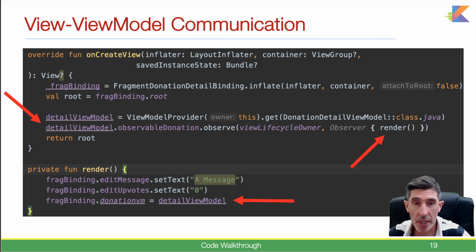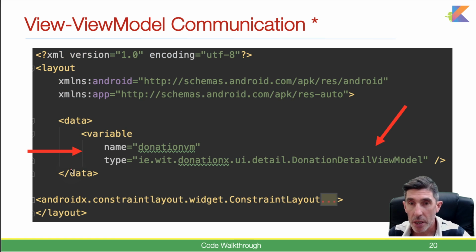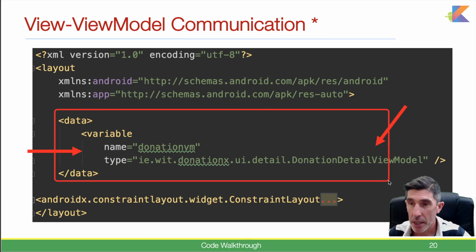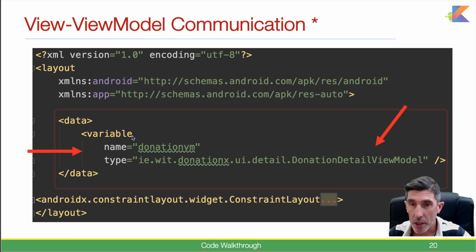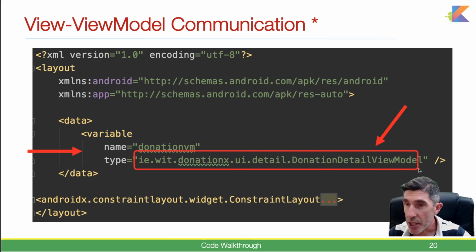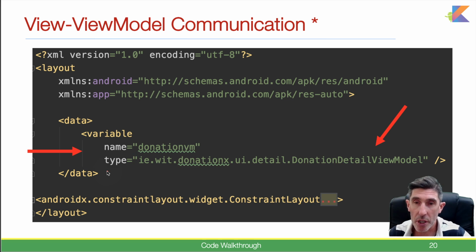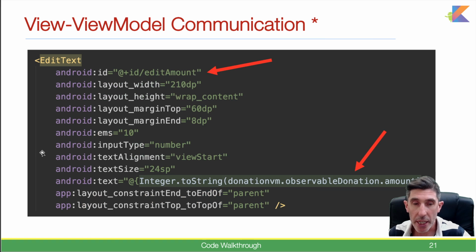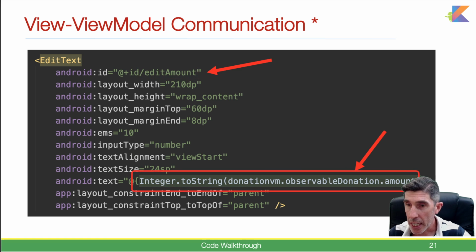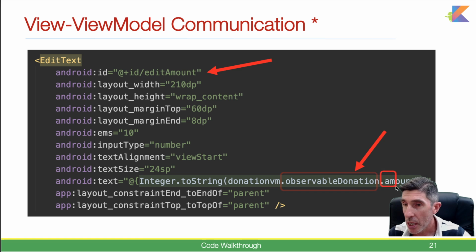So very similar to the previous example. If we have a look at our layout here, we are referring to it again, the data tag inside our donation VM, and there it is. We're just accessing that it's the donation detail view model that we're working with this time. Okay, so that allows us to assign one to the other, and then inside the layout itself we can do something like this. Inside the edit text, there's our edit amount, there's our conversion again, just getting at the observable donation and its amount field within the donation VM.